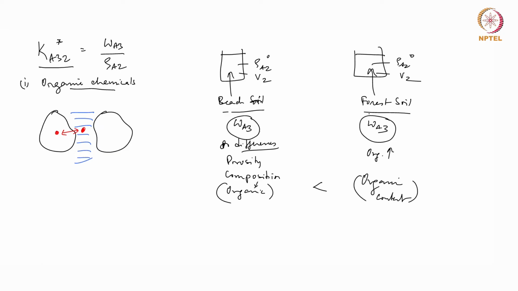Now, the WA3, how do you think it will behave? More in beach soil. It will be more in the beach. Why? If organic content is less, why will it be more in the beach? So, if organic content is high, what does it imply? The organic content is part of the soil, the solid phase. What does it imply? If organic content is high, what can it do?